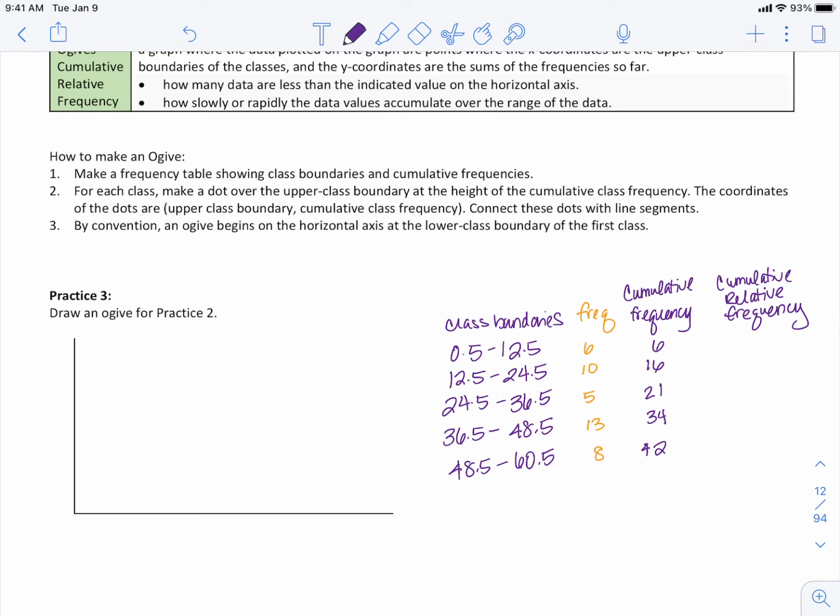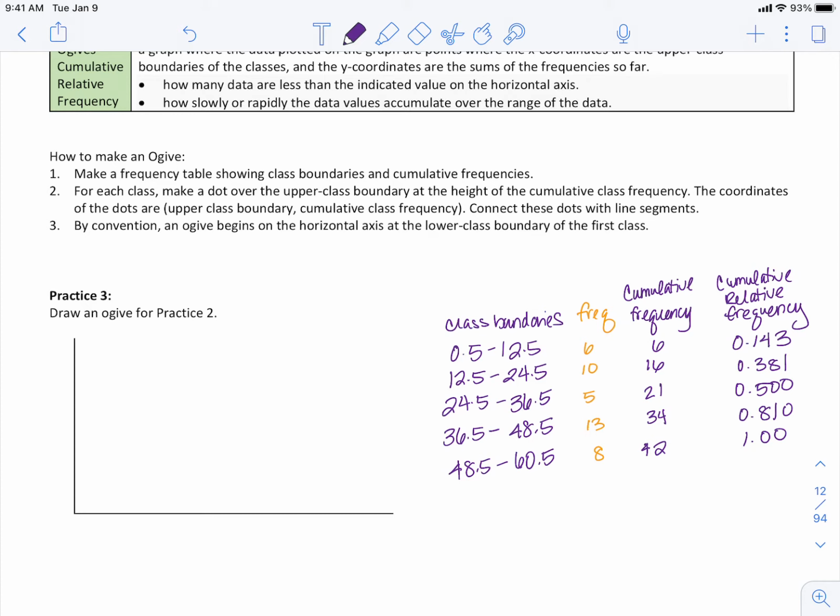So our cumulative relative frequencies, now we're taking these cumulative frequencies and dividing by the total, which is 42. So the first one will be the same, 0.143. 16 divided by 42 gives us 0.381. 21 out of 42 is 0.5. 34 out of 42 is 0.81. And then 42 out of 42 is 1.